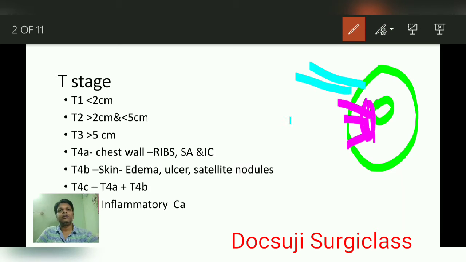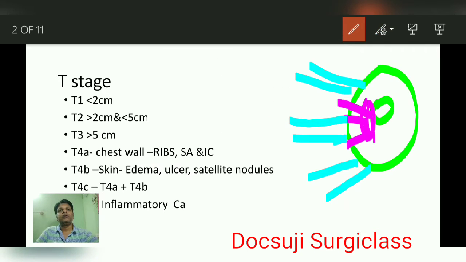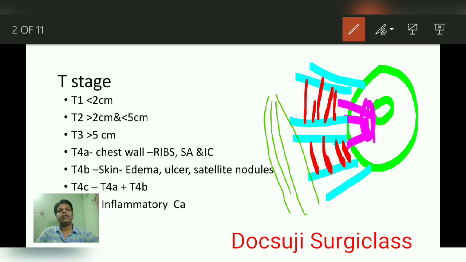That is the ribs. Posteriorly you got the ribs. Number one, ribs, and number two, intercostal muscle. In between the ribs you got the muscle called intercostal muscle. And number three, laterally you got a muscle called serratus anterior. So these three structures, the ribs, serratus anterior and intercostal muscles, make up the chest wall. So if chest wall involvement is there, then it is called T4A.